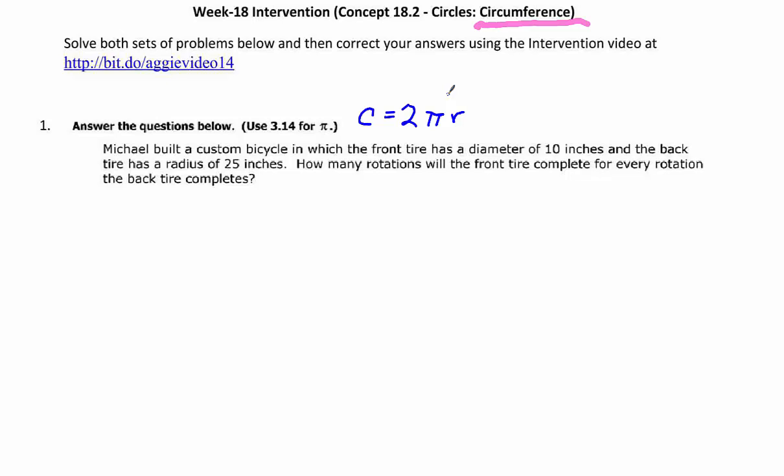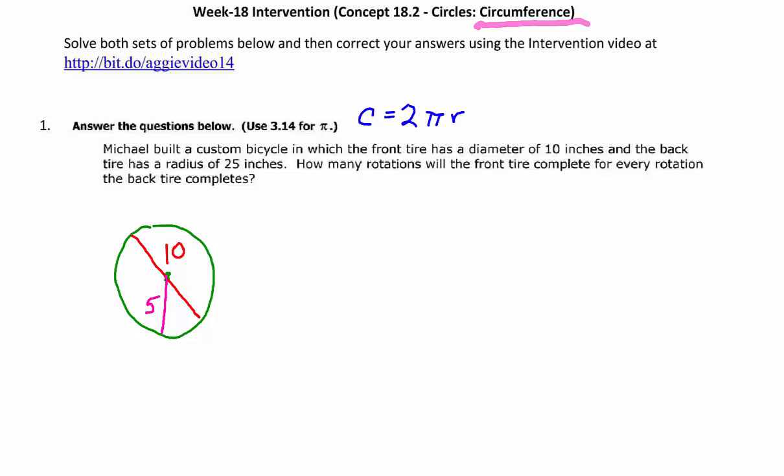So my first step is I'm going to draw my tires. They tell me first that I've got a tire. That's not a very perfect tire, but it's going to be close enough. I have a tire that has a diameter of 10. Diameter goes all the way across. If the diameter is 10, the radius is 5. I want to compare radius to radius.